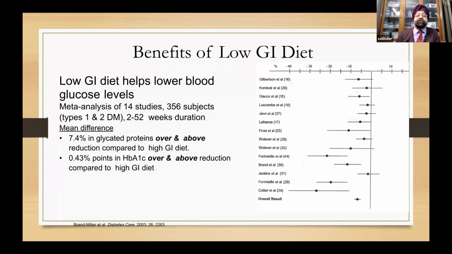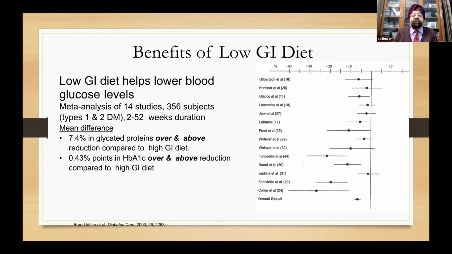And what are the benefits of a low GI diet? Now we're talking about the use. Why should we be using GI values? Low GI diet, number one, helps in controlling the glycemia in diabetics and even the peaks in non-diabetics. This is a meta-analysis of 14 studies, 356 subjects, type 1 and 2 diabetes, and the various studies had a duration from a couple of weeks to a year.